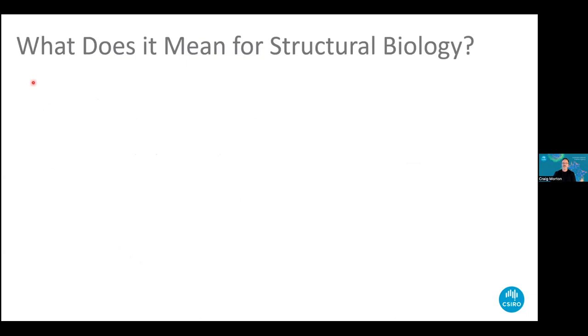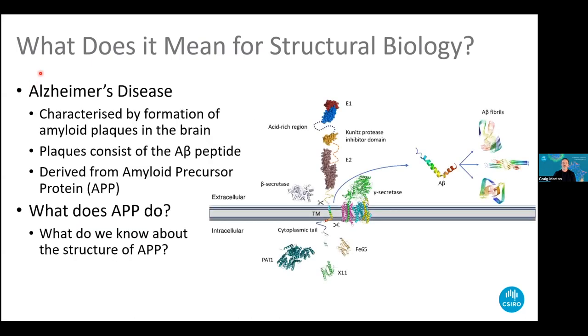Okay, so what does all this mean for structural biology? We can now predict proteins really quickly. They seem to be quite accurate. Is that any good for us? Well, let's look at a test case. So I'm quite interested in Alzheimer's disease. It's an area I've been working in for a while.